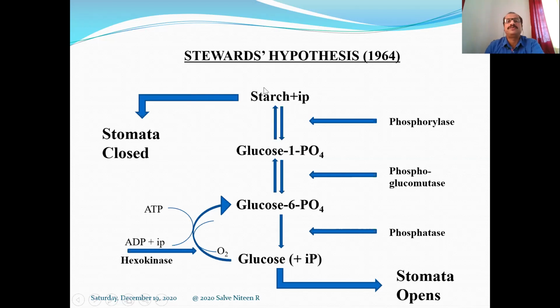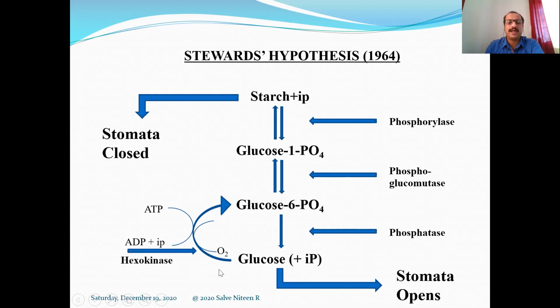So this was the hypothesis given by Steward. You get it? During daytime, starch goes to glucose 1-phosphate, glucose 6-phosphate, glucose and inorganic phosphate, which are osmotically equally active, and they together increase the osmotic concentration of the guard cell. And then by subsequent events, stomata becomes open during daytime.